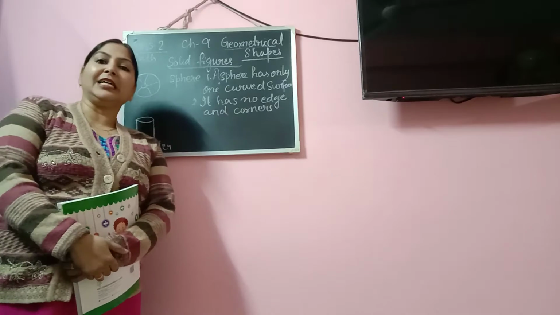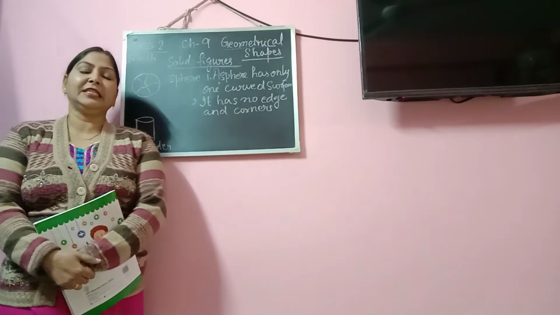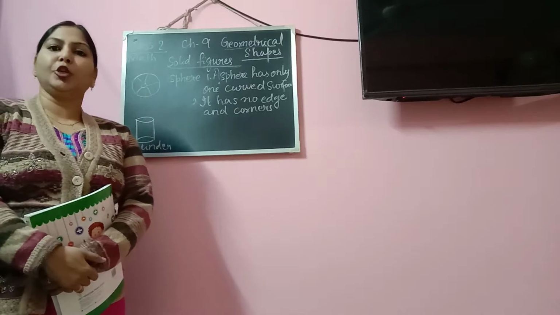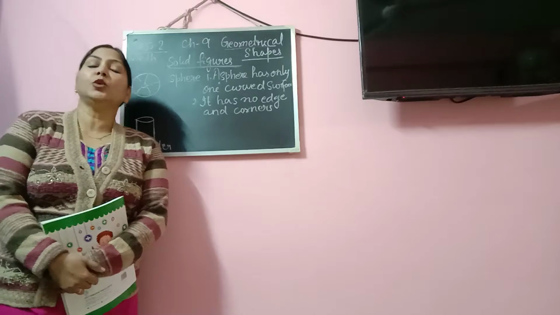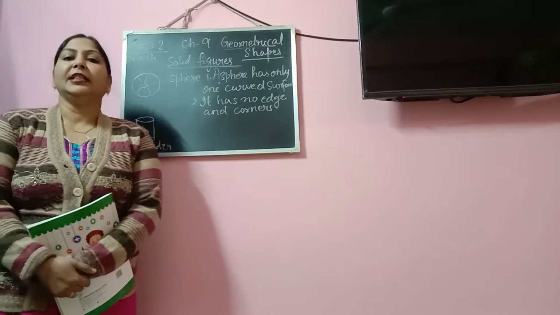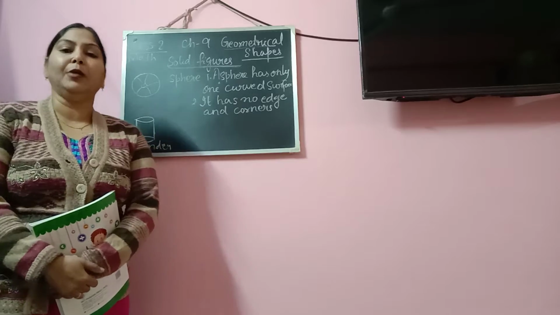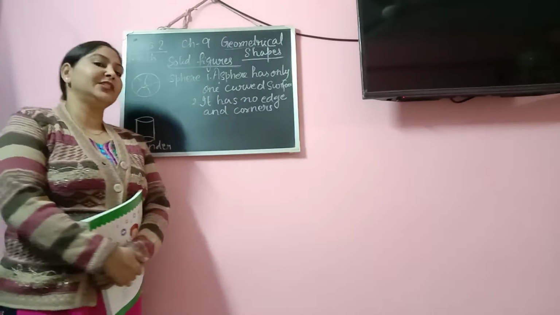Today in this class we are going to continue with chapter number 9, geometrical shapes. In the previous class we learnt about solid figures. We started with two solid figures, the cuboid and the cube. In this class we are going to learn about other solid figures. We'll start with the sphere, then we will learn about the cylinder and then the cone. Okay, so let us start with the sphere.